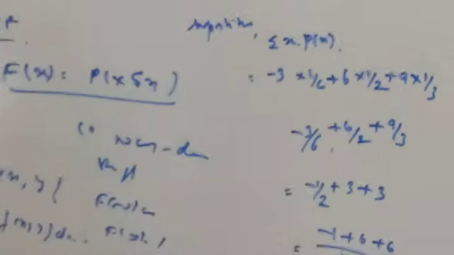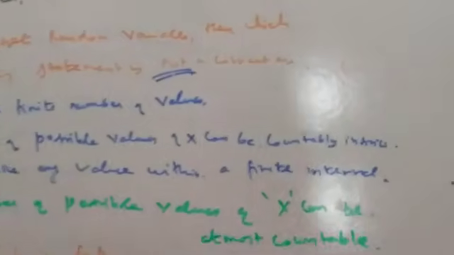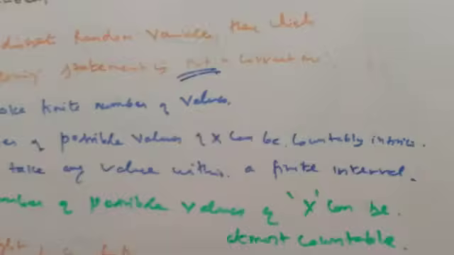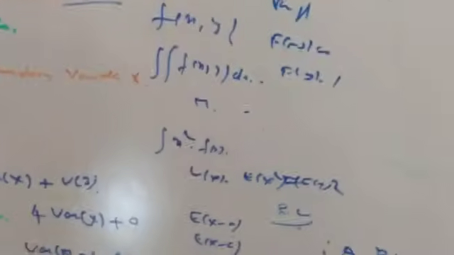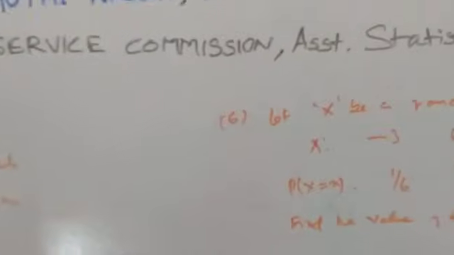So today we discussed what we mean by a random variable. A random variable is a real number associated with all possible outcomes. There are two types of random variables: the discrete random variable and the continuous random variable. Using the properties of the discrete random variable, we have seen a few examples related to questions asked by the Tamil Nadu TNPSC, Public Service Commission.